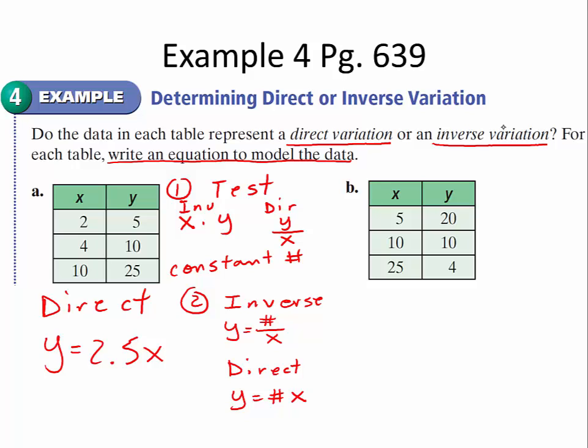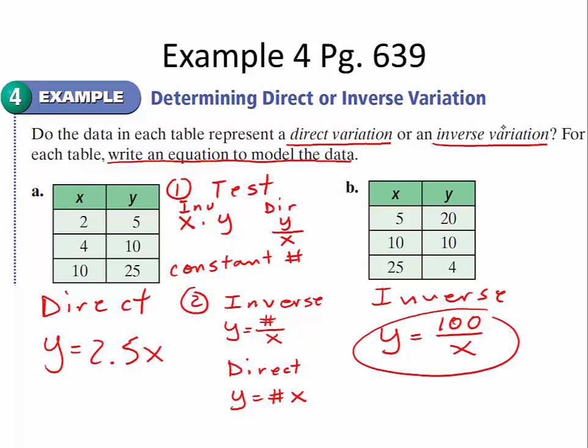All right, for the next one, I already know some of you are writing down inverse, but you should at least test it and make sure. So do 5 times 20, which is 100, 10 times 10, which is 100, 25 times 4, which is 100. So yes, there is a constant number when multiplying x to y. So therefore, write inverse. And the equation, you kept getting 100, right? So y equals the constant of variation, which is 100, divided by x. And there are your answers.